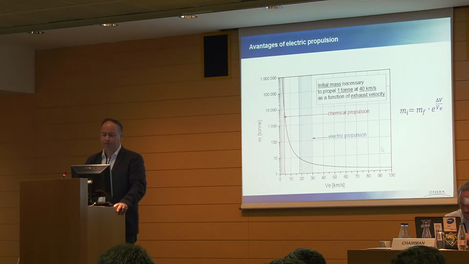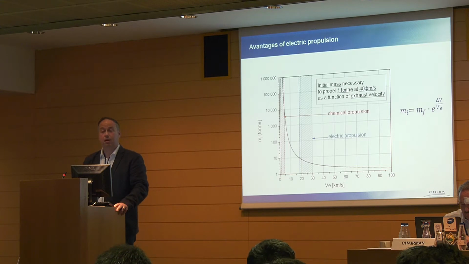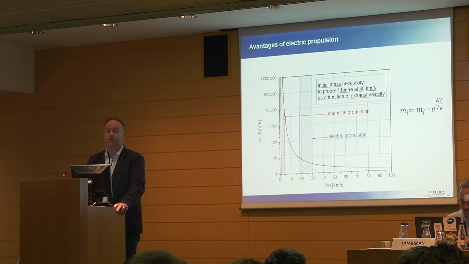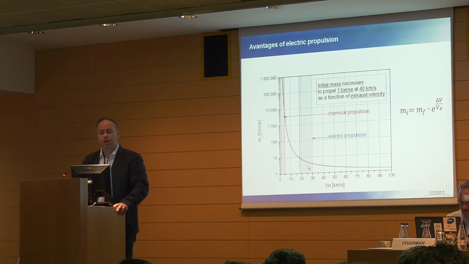Another advantage of electric propulsion, as was mentioned before, is shown in this graph, because of the equation which is exponential in the exhaust velocity. You want to propel 1 ton outside of the solar system, so you want to reach a velocity of 40 kilometers per second. What is the initial mass necessary to propel 1 ton of payload at 40 kilometers per second as a function of the exhaust velocity? When the exhaust velocity is a few kilometers per second, as in chemical propulsion, you need several thousands of tons, whereas with electric propulsion exhaust velocities, you need only a few tons. So not only is there an economic viewpoint for electric propulsion, but it's probably the only way you will do faraway missions in the future.